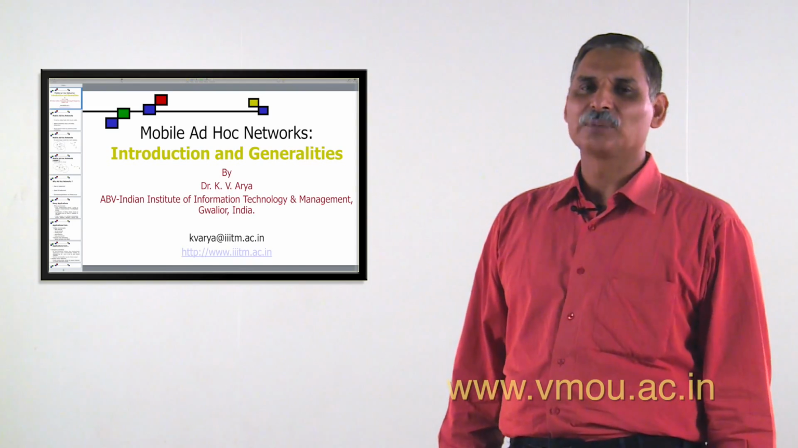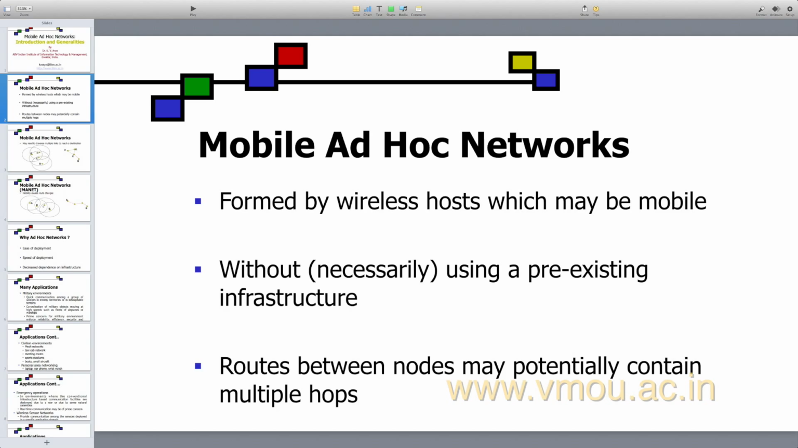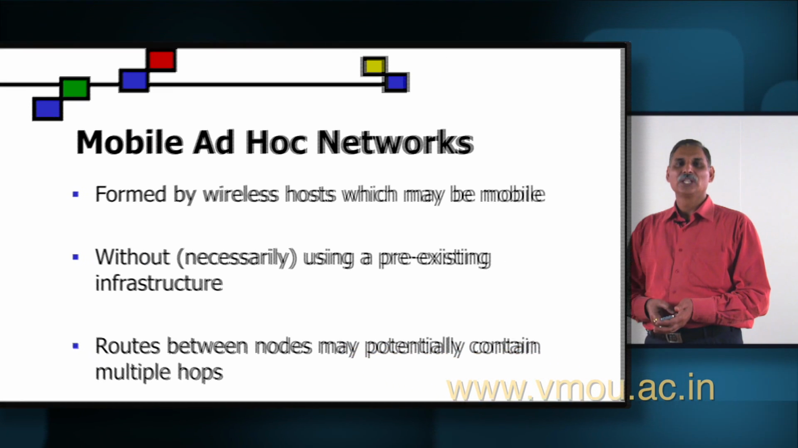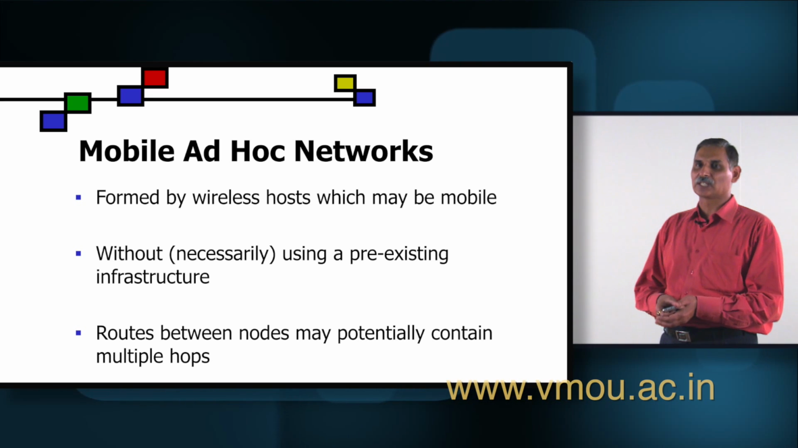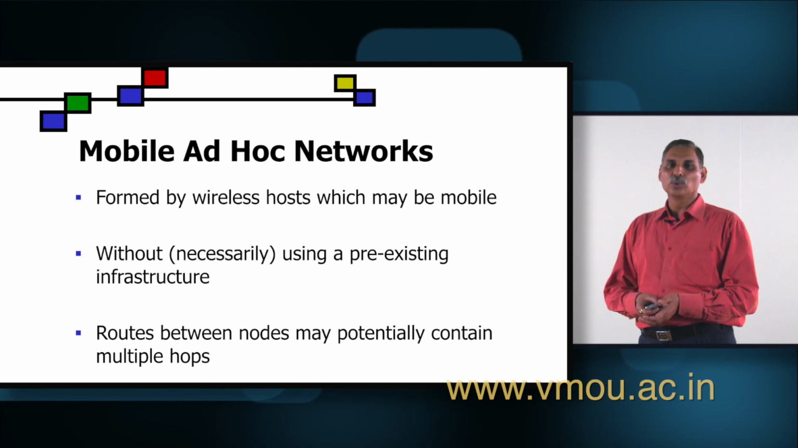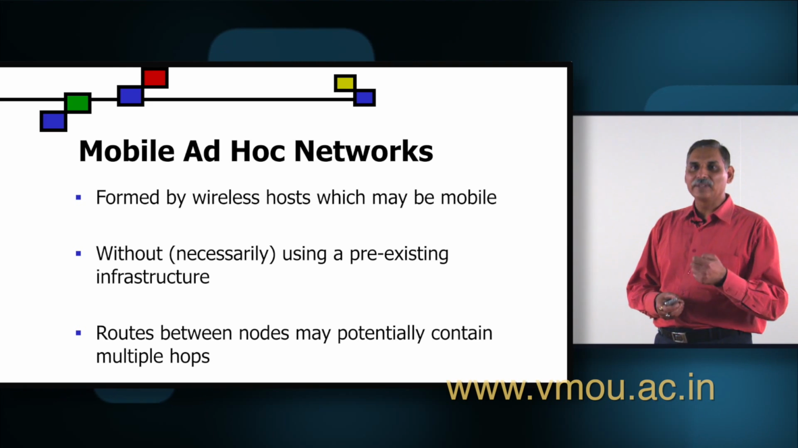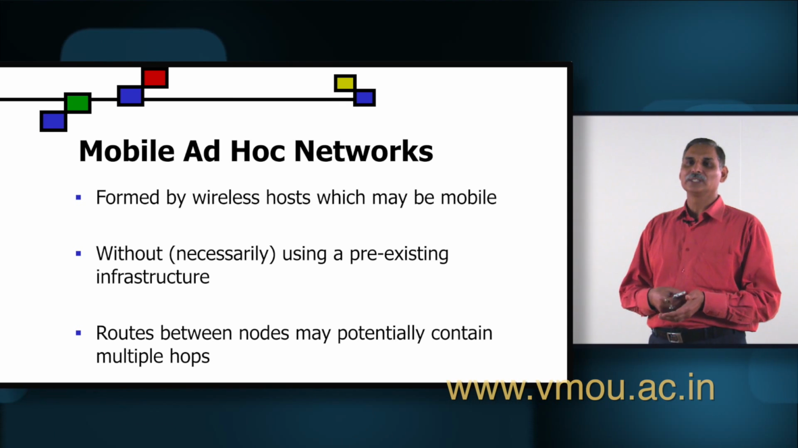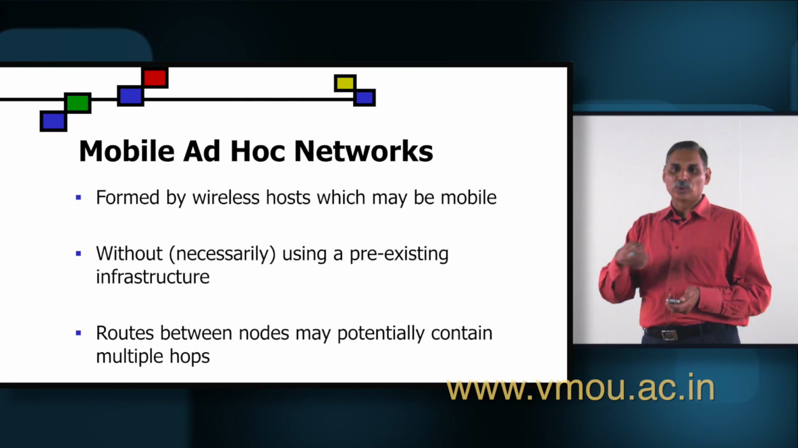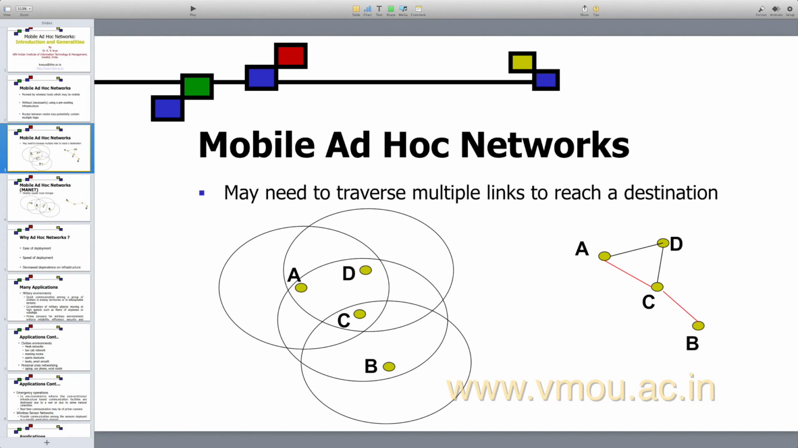But in this lecture, I am just going to give the introduction of mobile ad hoc networks along with some general terms used for that purpose. So, a mobile ad hoc network is formed by wireless hosts which may be mobile without necessarily using a pre-existing infrastructure. So, we do not need any pre-existing infrastructure for mobile ad hoc networks, and the routes between the nodes may potentially contain multiple hops. It is not possible that every source and destination will be connected on a direct link. We need to go for multiple hops with the help of the nodes in between the source and destination. So, mobile ad hoc networks may need to traverse multiple links to reach the destination.